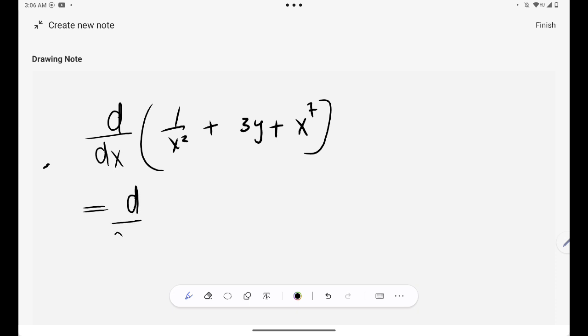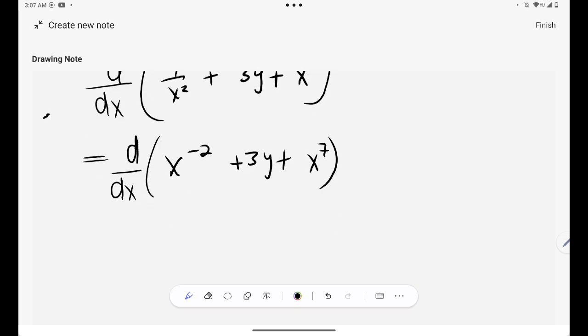Before I find the derivative, I'll keep on writing d over dx, because d over dx tells me to derive everything that has x. Derive everything with respect to x. Anything that doesn't have x is a constant, so the derivative of that thing will be 0. Are you together? So right now I'll have x to the power negative 2 plus 3y and x to the power 7. Are you together, guys?